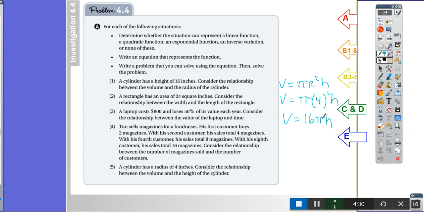Well, 16 times pi, again, is a constant. It's a number. It's going to be around 50. And now we have a variable to the first power. Well, when we have our variable to the first power, this is linear with a slope of 16 pi and a y-intercept of 0.